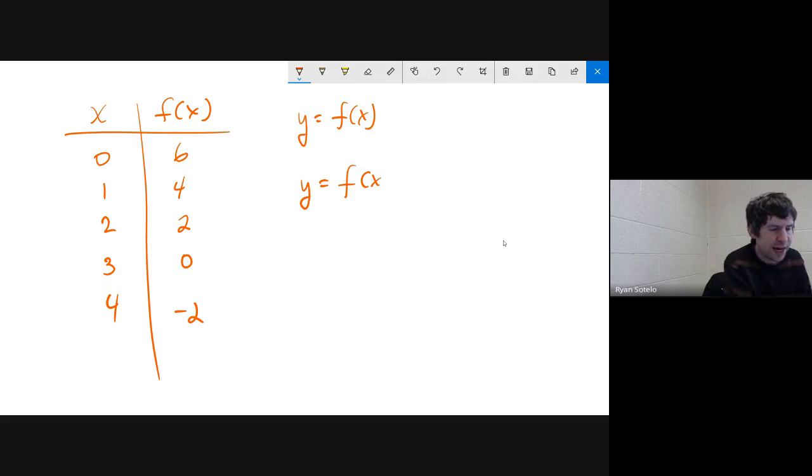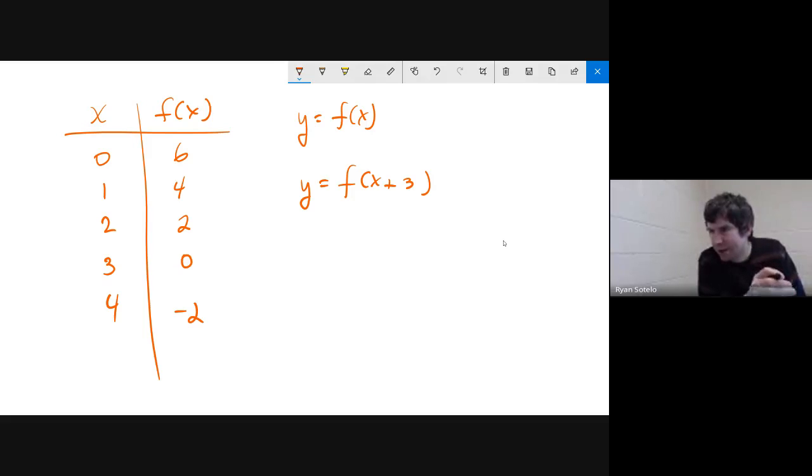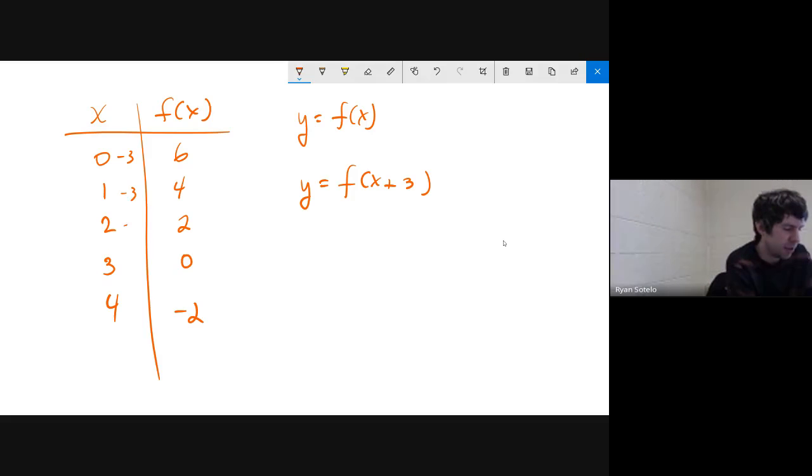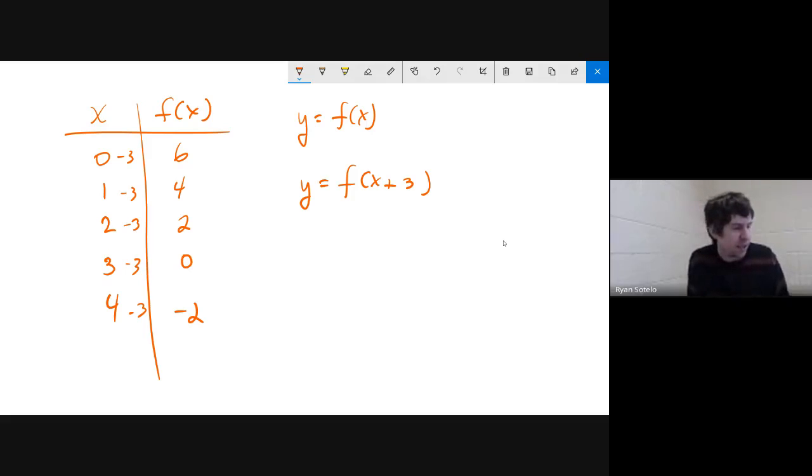If I did it to the x, so if I said plus 3 on the x part, not outside of the function but on the argument, then this will shift me left 3. So this would get a minus 3, minus 3. You would have the same outputs, but they would occur now 3 units to the left of where they were originally. So the 6 would happen at -3, the 4 at -2, the 2 at -1, the 0 at 0, and the -2 at 1.